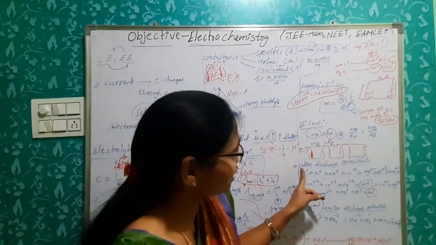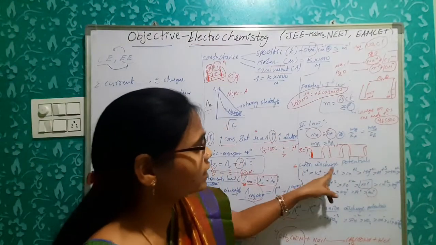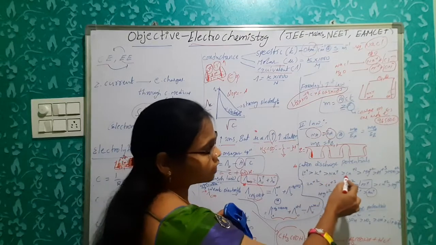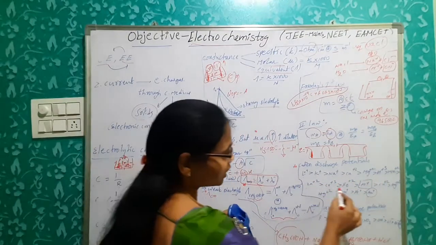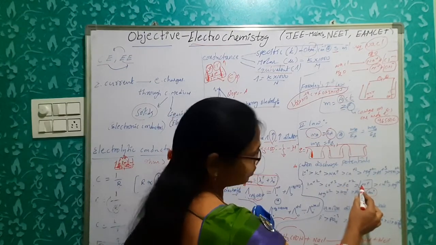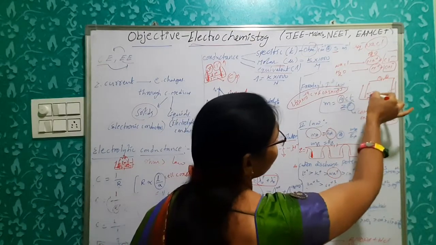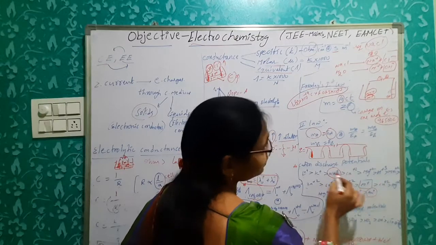Based on the discharge potentials, we consider the cation discharge potential here. Lithium has more discharge potential than potassium, then sodium, calcium, magnesium, aluminium, manganese, then zinc, chromium, iron, hydrogen. So here sodium is there and H plus. Sodium and H plus both are present.